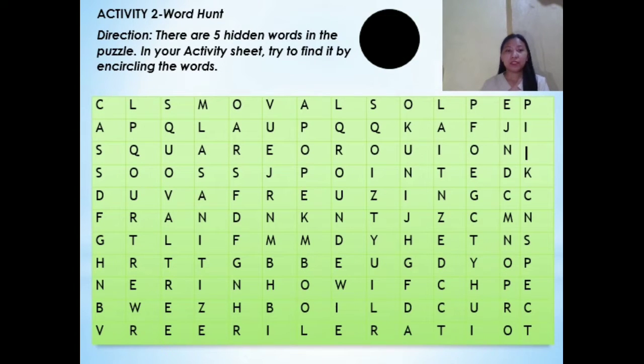For this activity, there are 5 hidden words in the puzzle. In your activity sheet, try to find them by encircling the words.